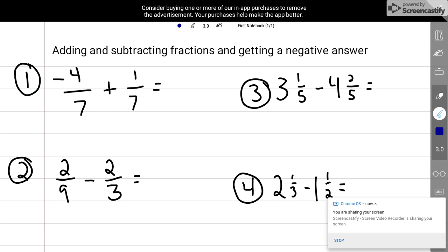Hey guys, welcome back. Today we're going to be looking at adding and subtracting fractions and getting negative answers.